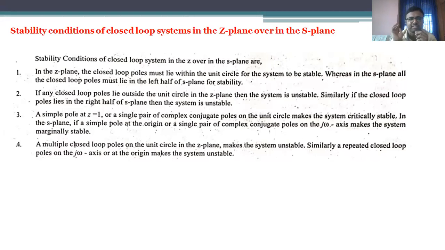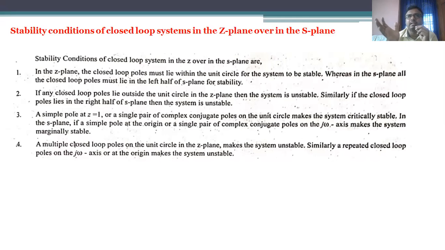And what is the fourth condition? The fourth condition is that multiple closed loop poles on the unit circle of the z plane make the system unstable. That means if you consider a closed loop transfer function with respect to the z plane, and multiple poles are presented on the unit circle, then that system is called an unstable system.